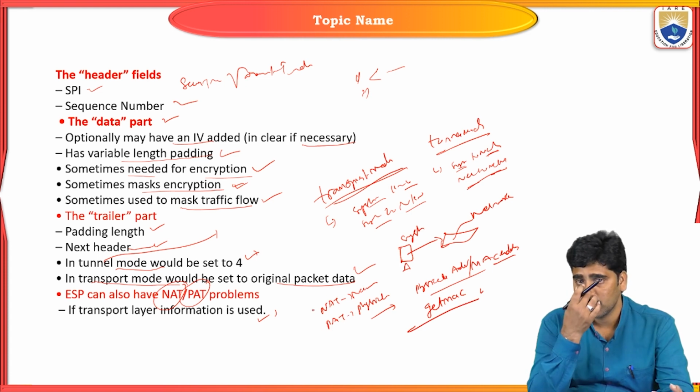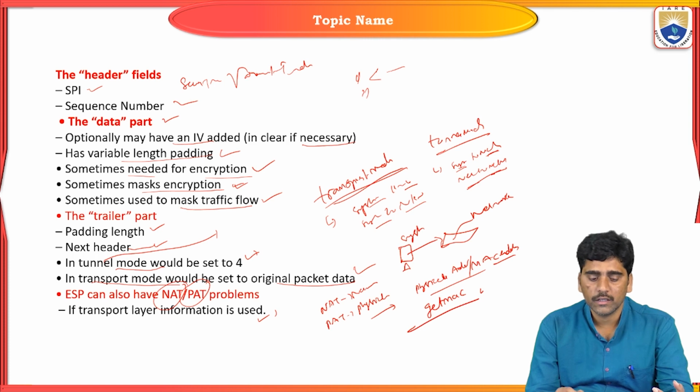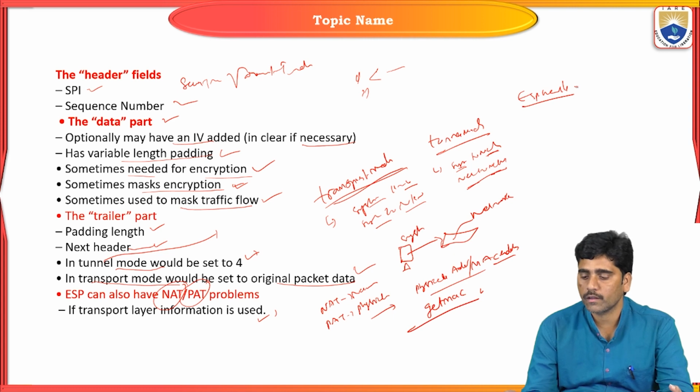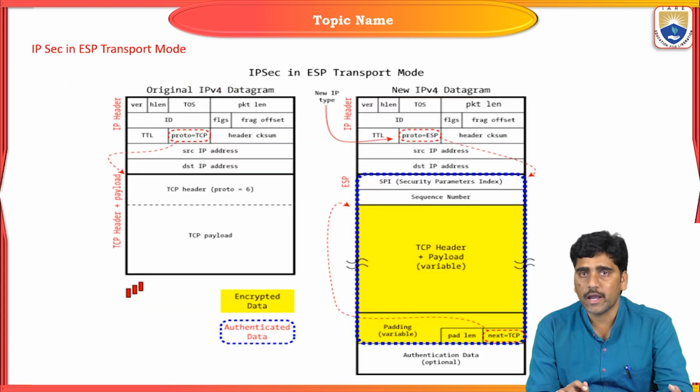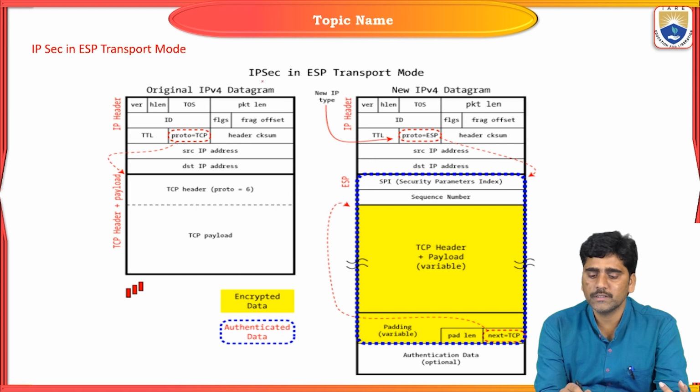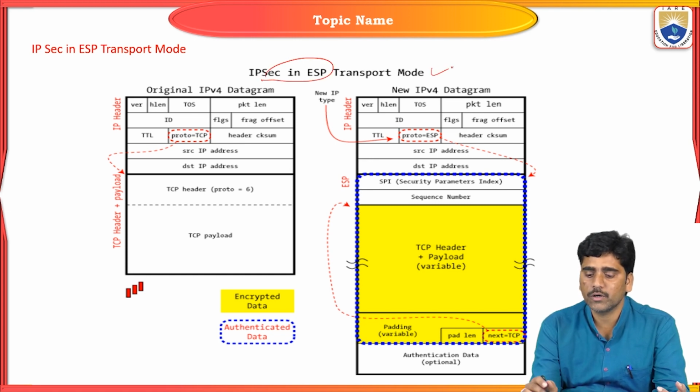these are the fields which contain the ESP header, ESP trailer, along with the ESP authentication data. These are the fields in the ESP trailer format. And here is IP security in ESP transport mode. We already said that transport mode and tunnel mode provide services between system to system, system to network, or network to network. So here is how IP security in ESP transport mode is structured.